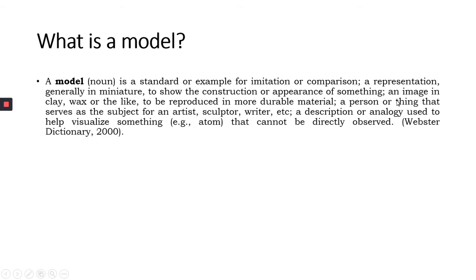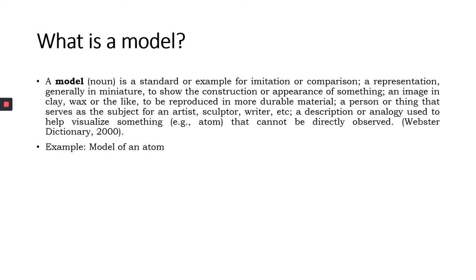It is also an image in clay, wax, or the like, to be reproduced in more durable material. Also, a model is a person or thing that serves as a subject for an artist, a sculptor, or a writer, and many more. Another description is that a model is somehow used to help visualize something, for example, an atom, that cannot be directly observed. So that's how model is defined according to the Webster Dictionary that was published in 2000.